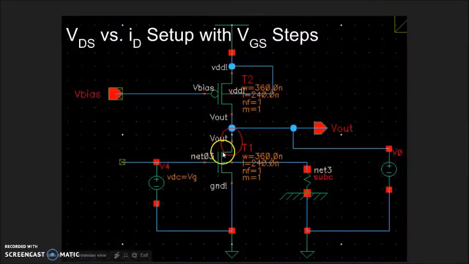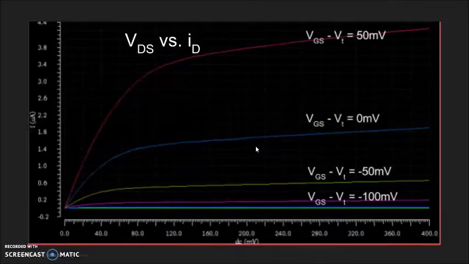Let's get on to the family of curves analyzing VGS. So here we have our VGS sweep. We have a VDS sweep as well. We're going to be stepping VGS so that we can get a family of curves. The rest of the circuit setup is the same: VDD of 1 volt, V bias of half a volt, connected to sub C, and this connected to the rail. Let's look at the curves.